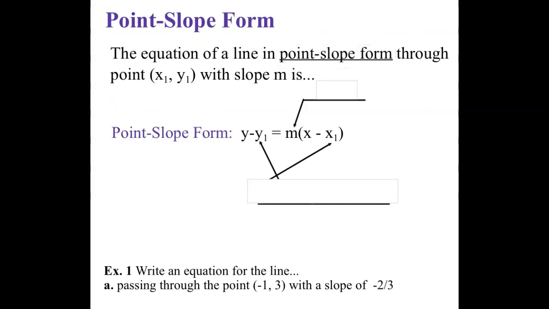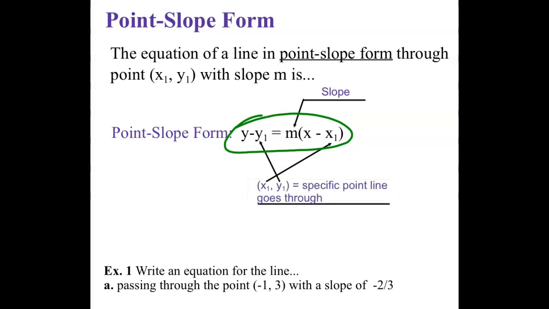So in point-slope form, we have this equation. y minus y1 equals m times x minus x sub 1. The m is still our slope, just like it was yesterday. What's different about this is we're not given the y-intercept. We're given a different point on our graph. Okay? So that point has coordinates x1, y1. So this little y sub 1 and x sub 1 come from that specific point that they give us. So the m, the x sub 1, and the y sub 1 will be replaced with numbers.